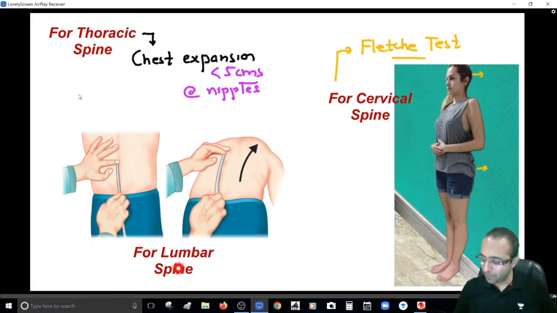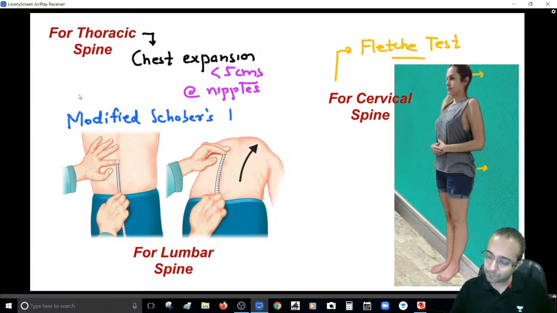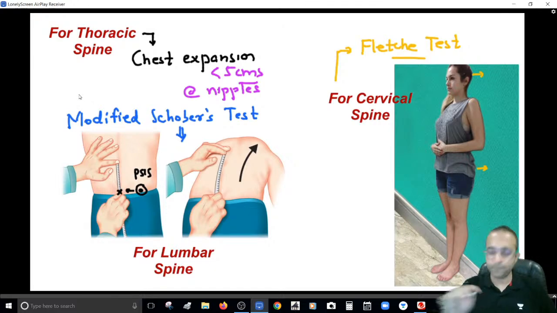Now for lumbar spine involvement, we perform what we call the modified Schober's test. That was asked to you in the question. So what I'm going to do, maybe this is the posterior superior iliac spine. In line with the PSIS, I mark a point on the vertebrae, and from this point I mark up another point here, and this distance you can imagine that maybe this is 10 centimeters.